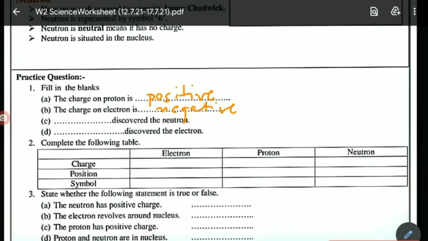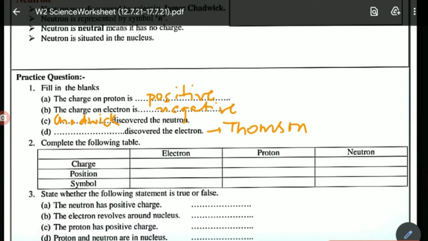Who discovered neutron? It is James Chadwick, or you can just write Chadwick. Who discovered electron? J.J. Thomson, or you can just write Thomson discovered electron. We also have Thomson's model of atom. Coming to the table, complete the following table of the properties of electron, proton, and neutron.